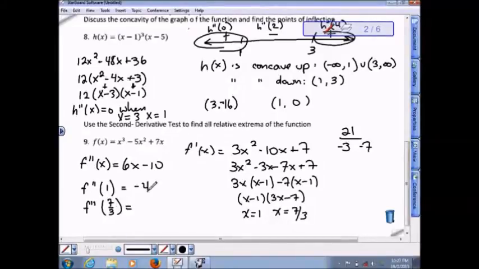So it's a little bit harder to find. You take a 6, multiply it by 7/3, subtract 10. 3 goes into 6 twice. 2 times 7 is 14. 14 minus 10 is 4.